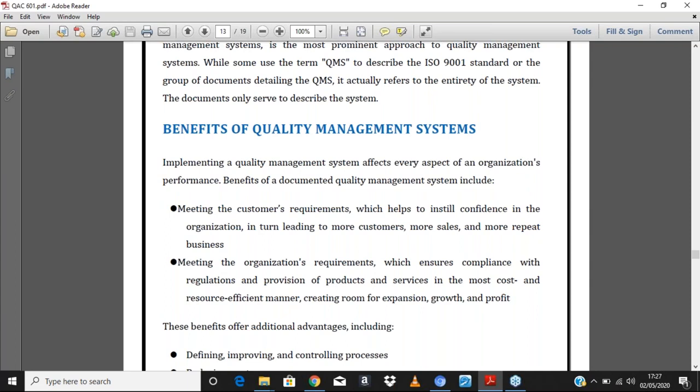So we said implementing a good quality management system affects every part of the organization. And so the benefit of having a good QMS, which of course comes under the auspices of the management of ISO, is that it helps you to meet customer requirements. And it also meets organizational requirements. For customer requirements, it is going to instill a level of confidence in the organization, and because of the customers.